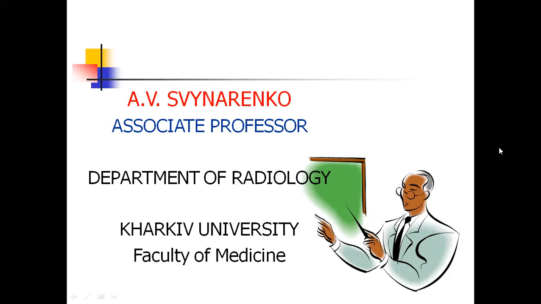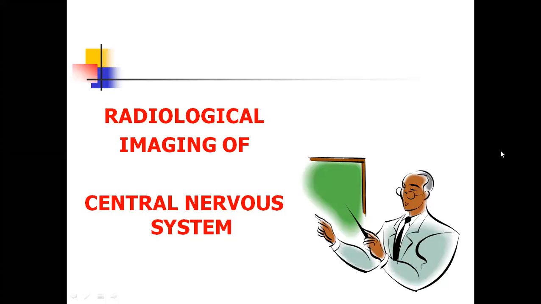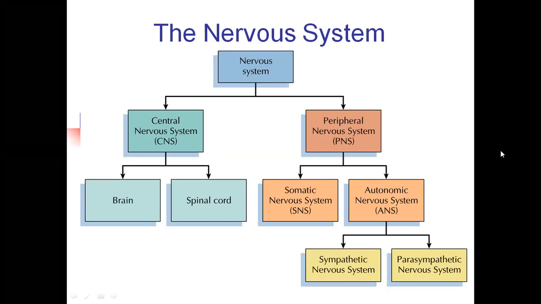Okay, hello. Today we will hold our next lecture on medical radiology and we'll discuss radiological imaging of the central nervous system. The central nervous system is composed of the brain and spinal cord. The spinal cord connects the brain with the peripheral nervous system. The spinal cord is comprised of cell bodies and axons that carry messages, afferent and efferent.